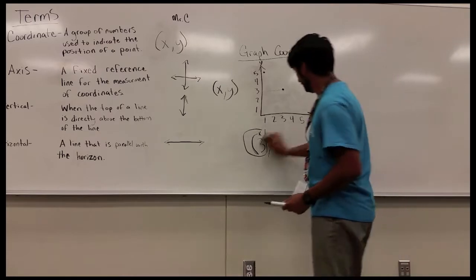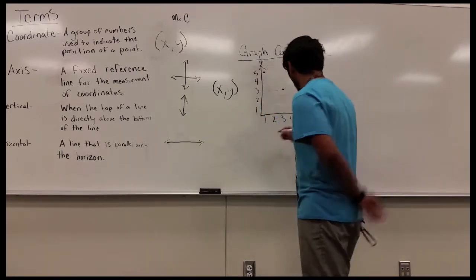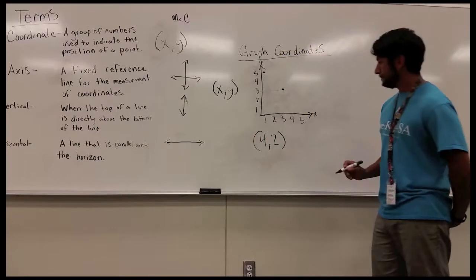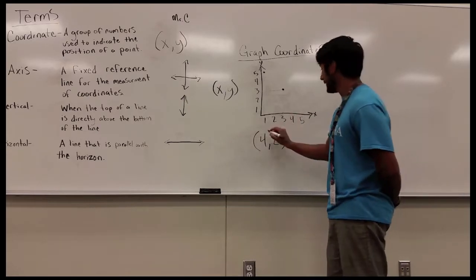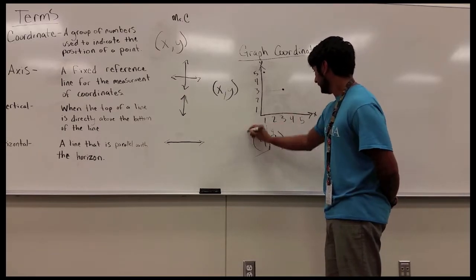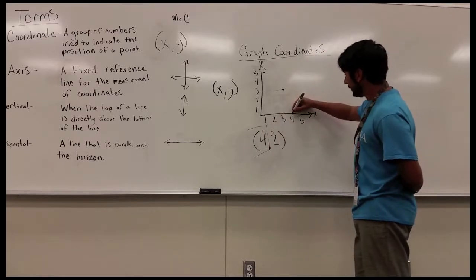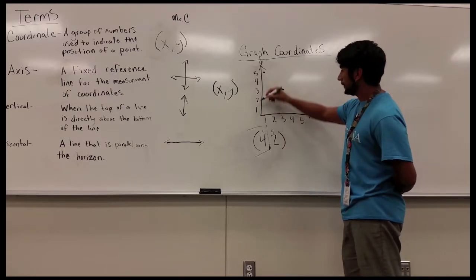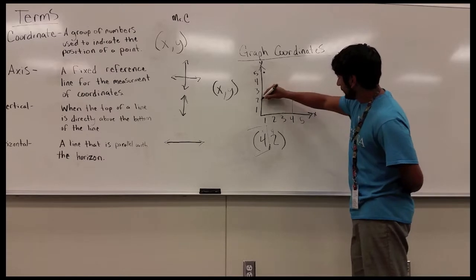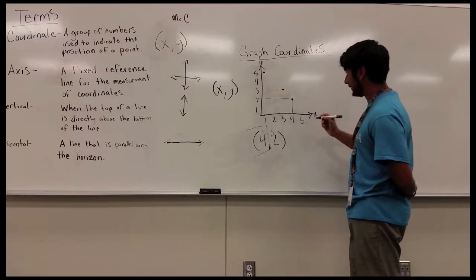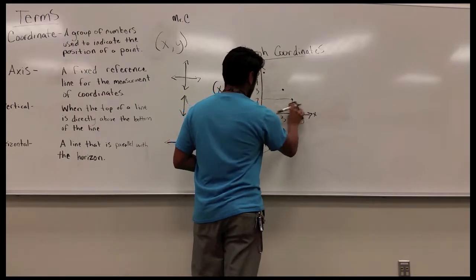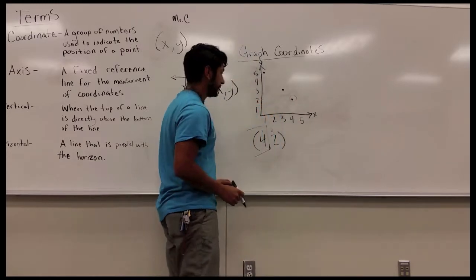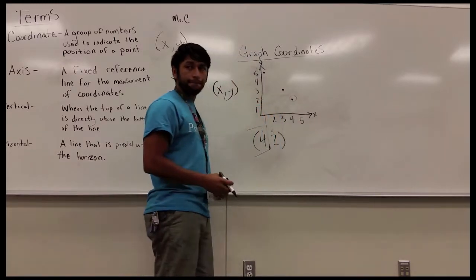Okay, let's do one more. Let's do coordinate 4, 2. Okay? Remember, x-axis first, which is 4. So we find 4. And then we go to the y-axis, which is 2. Right here. And then we just find where the 2 lines would connect. Okay, and so this point right here is going to be coordinate 4, 2. Any questions so far?